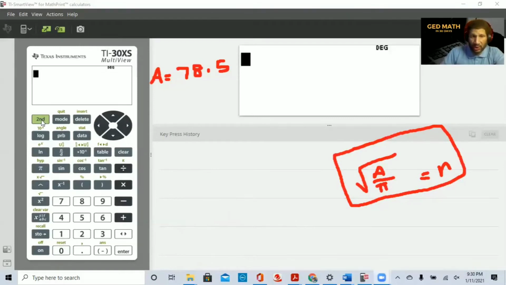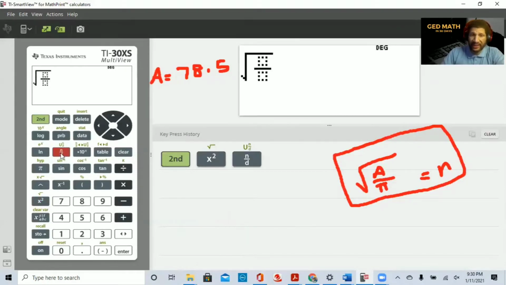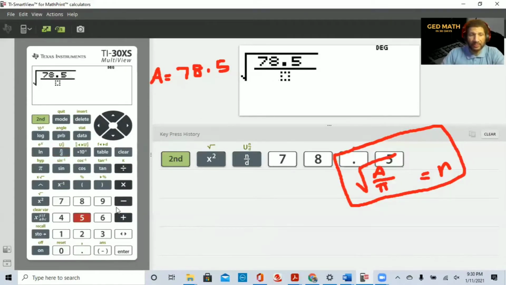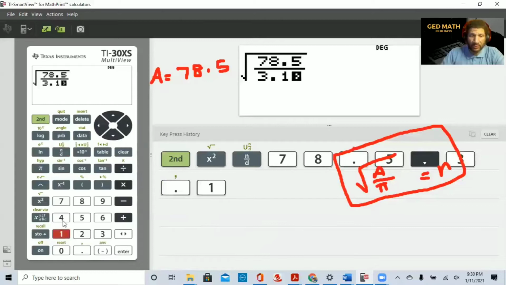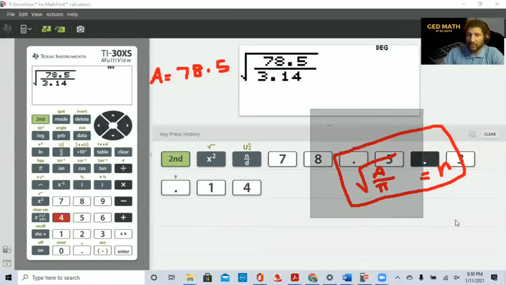So in order to get the square root symbol, we're going to go to second. We're going to hit x squared. And we're going to hit the square root symbol. We're going to hit ND. Our area is 78.5. We're going to hit the down arrow to move down to the denominator. And we're going to put pi, which is 3.14. Let me move this down.